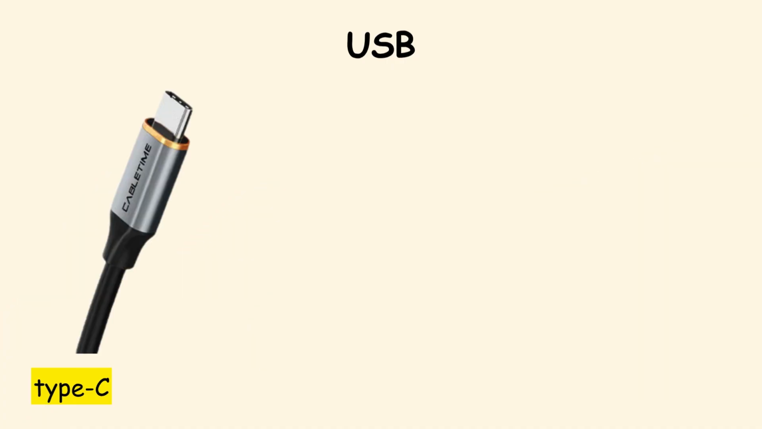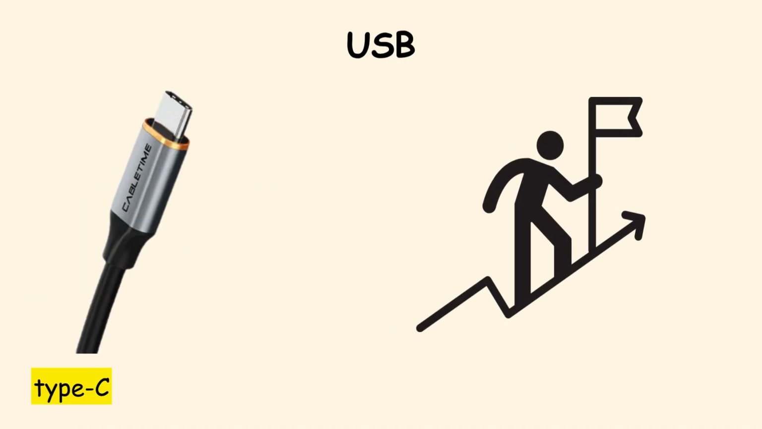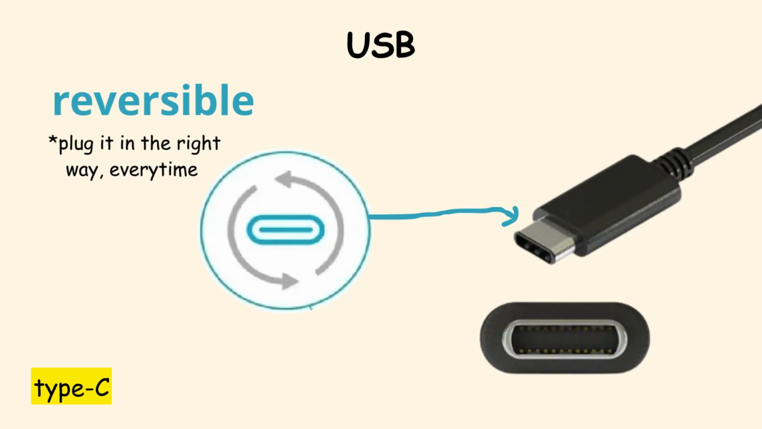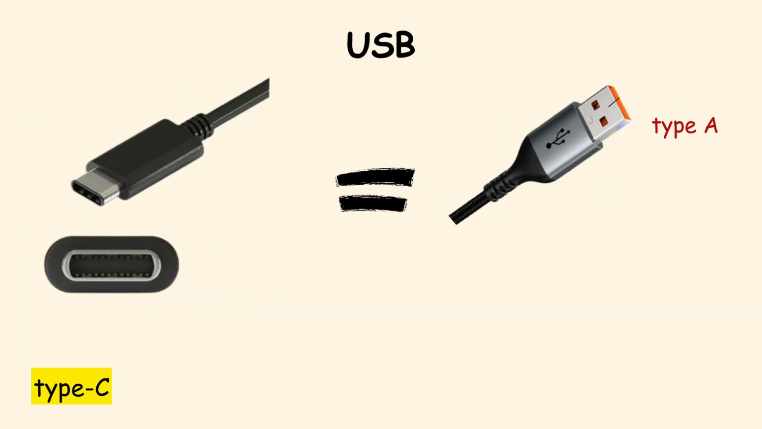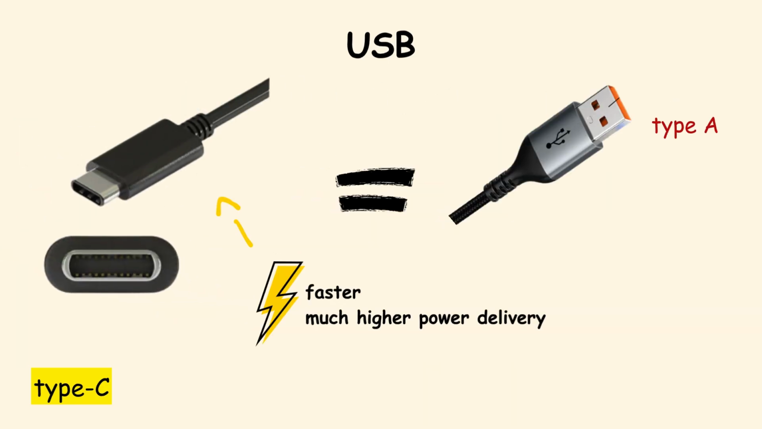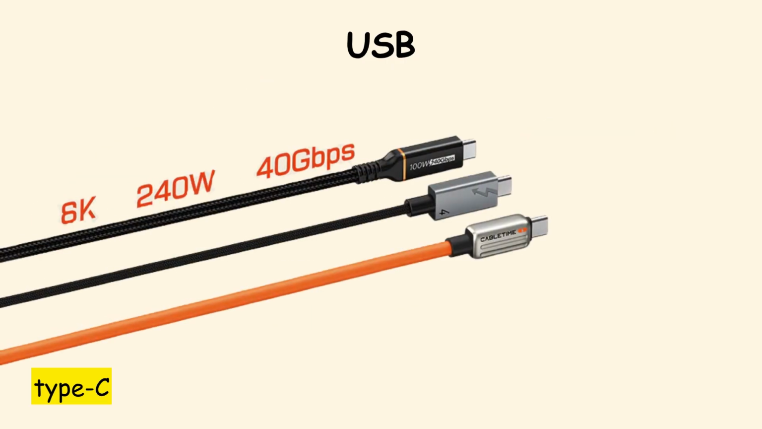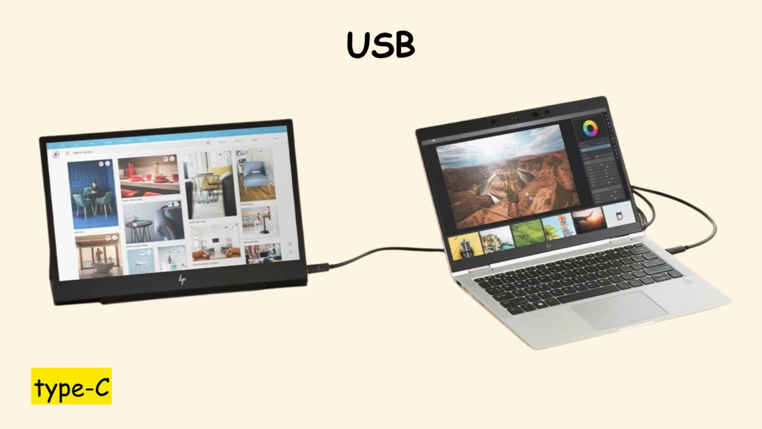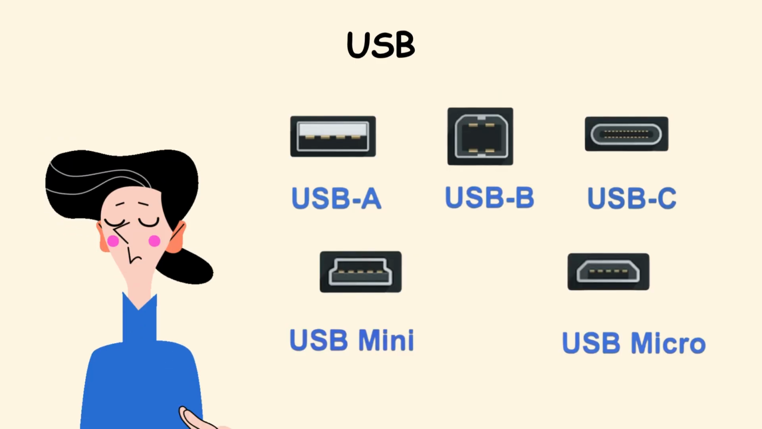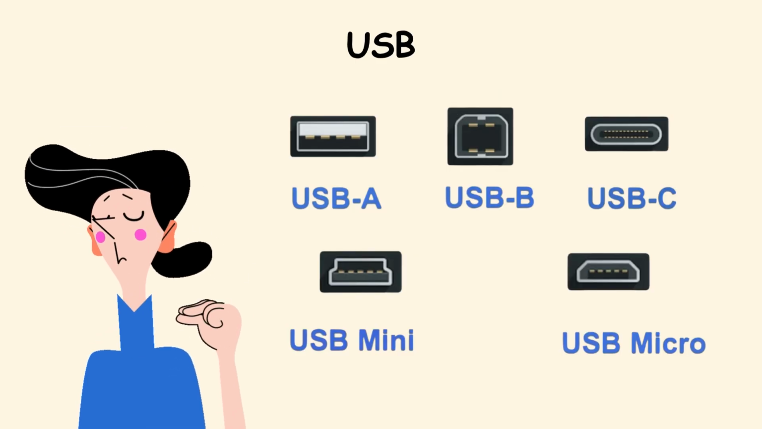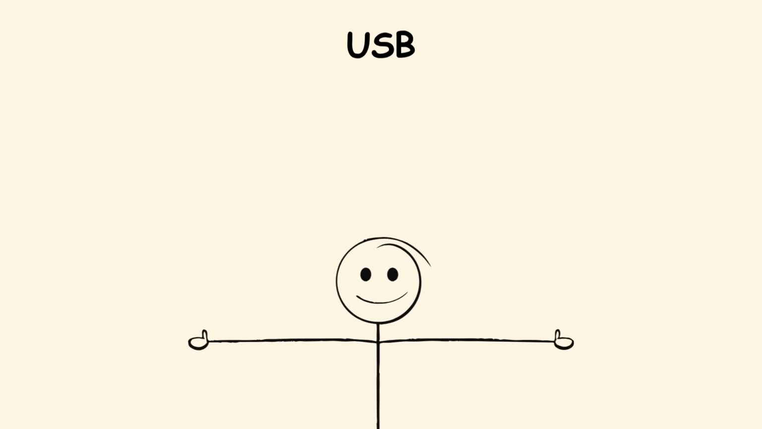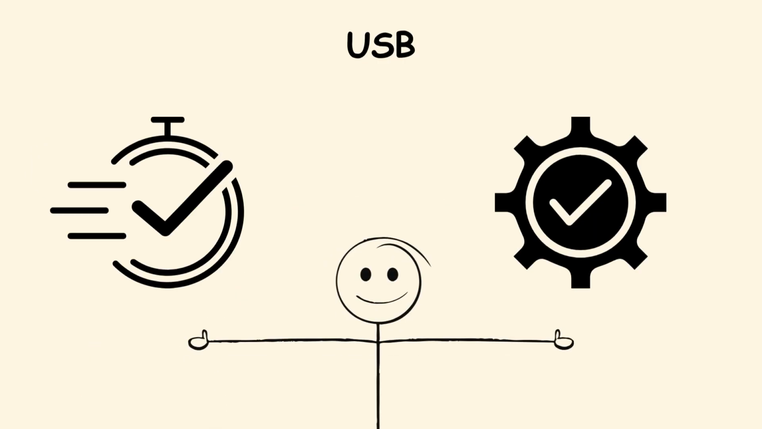Speaking of USB-C, this one is the real game changer. It's reversible, so you don't have to struggle to plug it in the right way. It does everything USB-A can, but faster, with much higher power delivery. On top of that, USB-C can even carry video signals. That means you can connect things like external touchscreen monitors to your laptop with just a single cable. Pretty neat, right? But USB isn't only about the shape of the connector. It also has different versions that determine speed and performance.